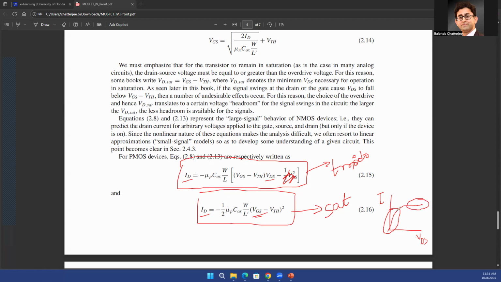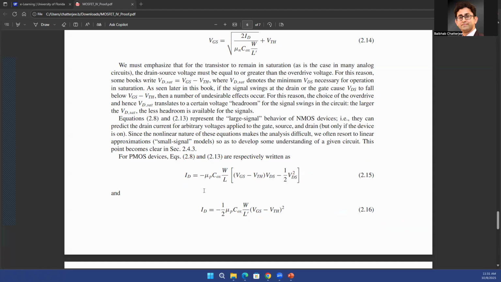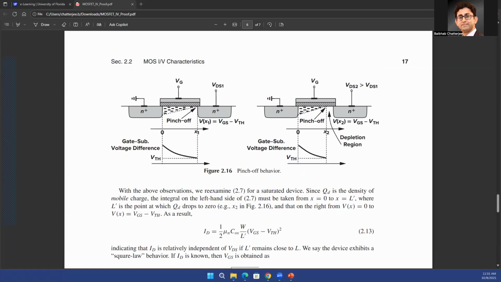Okay. Now, in a real MOSFET, you saw that it is not exactly flat. It's not parallel to the x-axis. There is a small slope. The reason behind that small slope is that here you had W over L, and here you have W over L prime. And that L prime actually signifies the length of the channel after you have pinched it off.